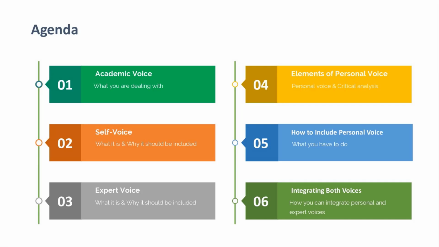Today's agenda has these 6 points. We will go from the general concept of academic voice to self and expert voices. From there, we will talk about critical analysis as the main component of expressing your self's voice. Then, I will give you some hints that will help you make your self's voice explicit, and finally, other hints to integrate your own voice to the expert's voice.